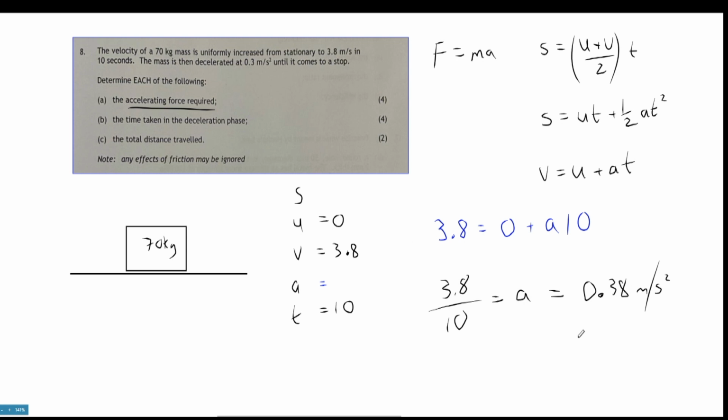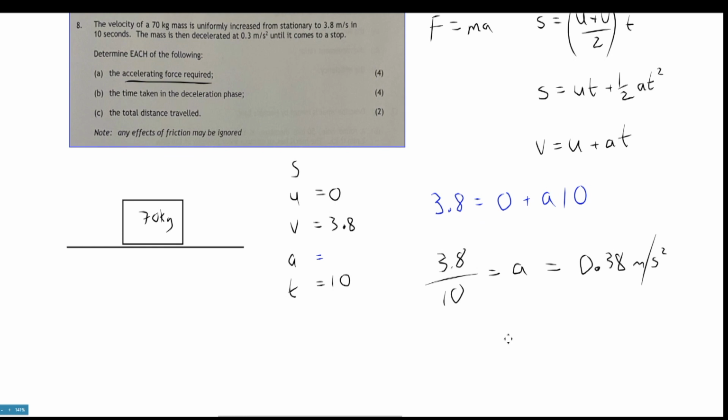This is the acceleration, and we're going to calculate the accelerating force required. Let me just double check that, because that number seems a bit small. Let's just see if it's all right. From stationary to 3.8, in 10 seconds, okay. And we used the v equals u plus at, so we got the final velocity, the initial velocity. Okay, good. It's a really simple calculation, it just seems a bit easy.